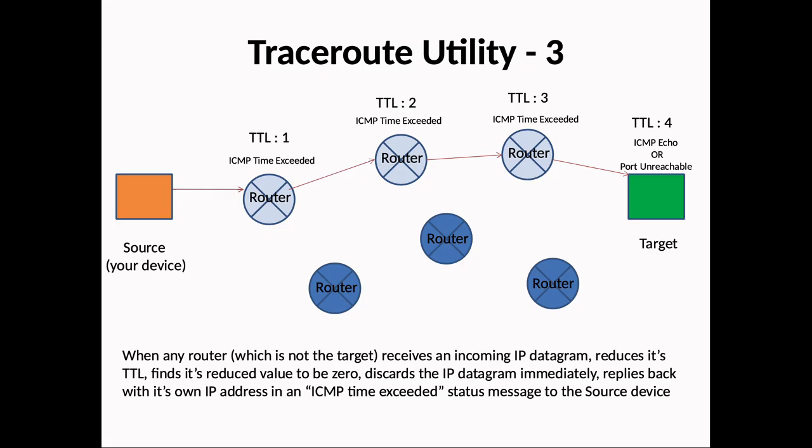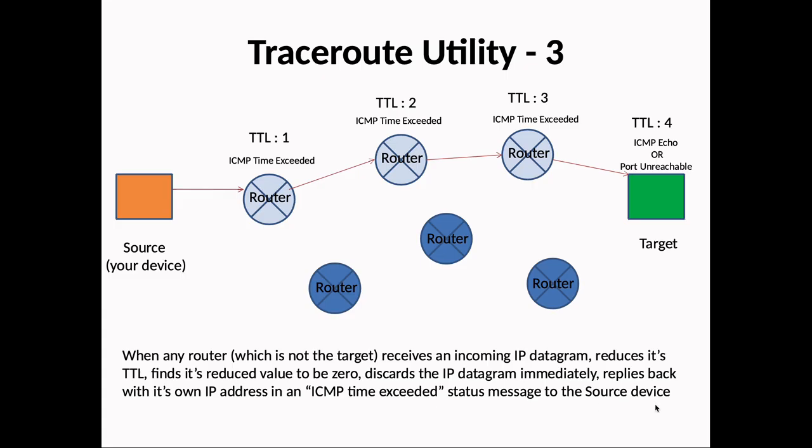So if an IP datagram arrives at a router in its queue and the router picks it up for processing, if the TTL on that IP datagram is found to be 0, then remember that that IP datagram should not be forwarded anymore. Instead, the router immediately discards the IP datagram and sends back an ICMP time exceeded message back to the source device. All of this has already been discussed in the TTL video which I mentioned previously.